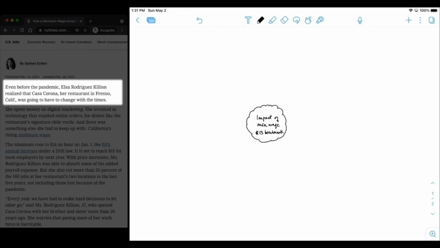Okay, right off the bat, I want to point out something. We know that news articles tend to use storytelling to bring ideas to life and to make them interesting, and every story has a protagonist and a setting. The title of this article clearly points to this being about minimum wage and how it's impacting people in a low-wage city. So here, Elsa Rodriguez and Fresno, California are probably not important details.